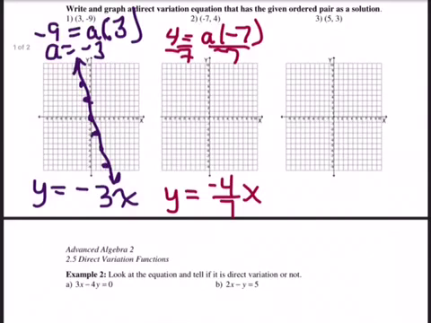So again, I go through the point 0, 0, and I'm going to go down 1, 2, 3, 4, and to the right 7. 1, 2, 3, 4, 5, 6, 7. And I'm going to do it the opposite way, so I'm going to go up 1, 2, 3, 4, and to the left 7, 1, 2, 3, 4, 5, 6, 7, and connect those dots. So I want you to try number 3.